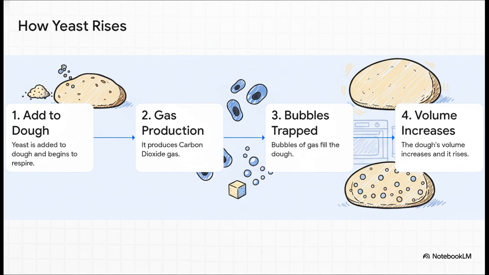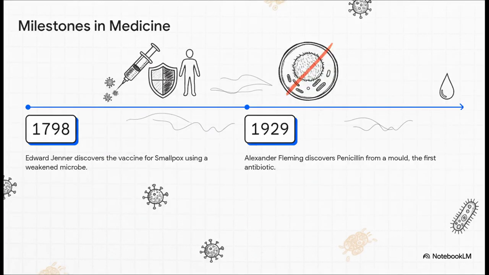It's literally eating the sugars in the dough and breathing out carbon dioxide gas. Those little gas bubbles get trapped in the dough and make it expand. It's a tiny living engine inside our food. And their help doesn't stop in the kitchen, not by a long shot.